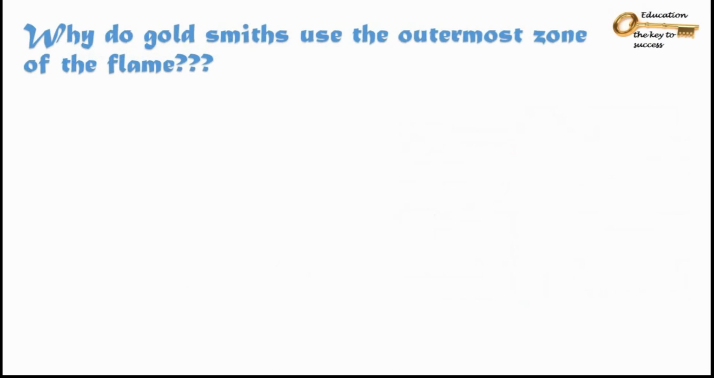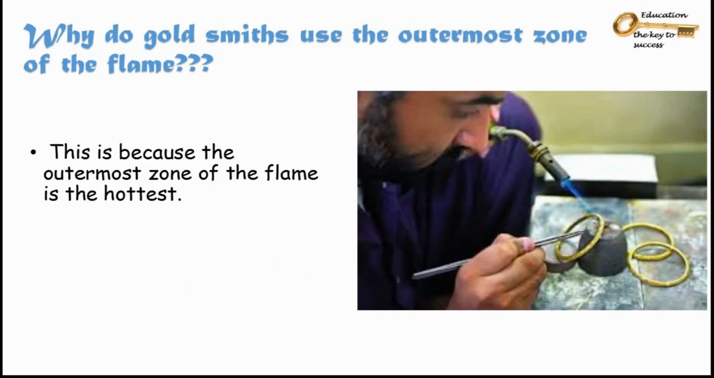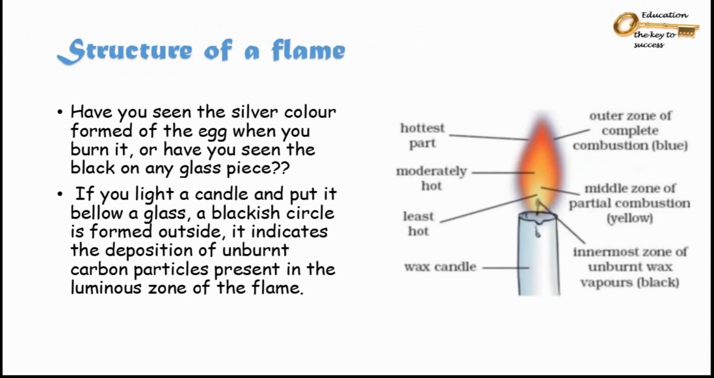Why do goldsmiths use the outermost zone of the flame? I'm sure you have guessed it by now, because that's the blue colored flame and that's the hottest one. If you go back a bit, you can recall it. It indicates full combustion, as you have already learned.